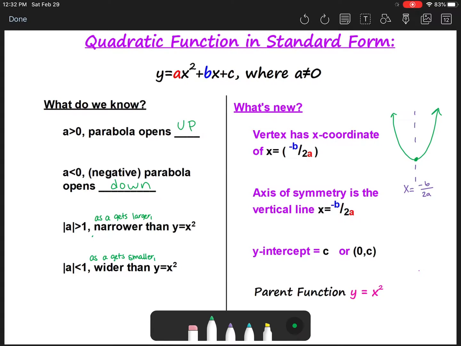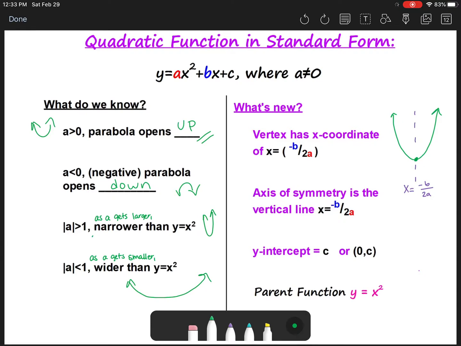So we already know that if a is positive, our parabola will open up. We know that if a is negative, our parabola will open down. We know that as a gets larger, our parabola gets narrower. And we know that as a gets smaller, our parabola gets wider. All of that is going to stay the same.